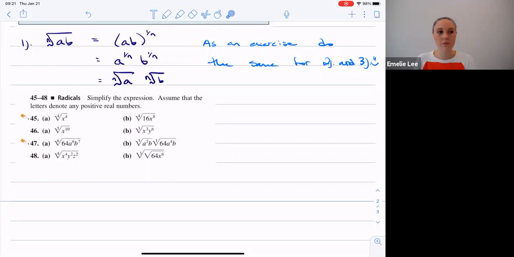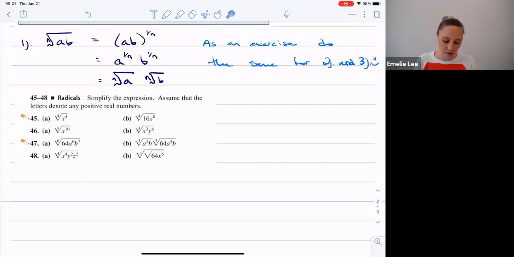Okay. So now we want to simplify this expression. Okay. And assume that we're talking about positive real numbers. You can just ignore that because it just gets hard if you're talking about negative numbers. But for here, we can just go ahead.